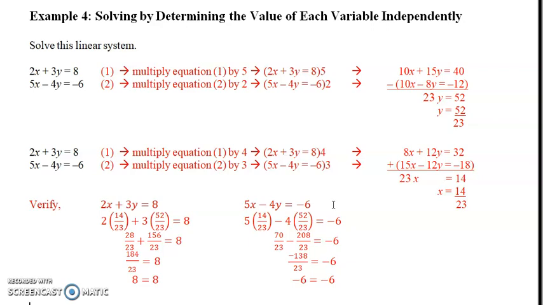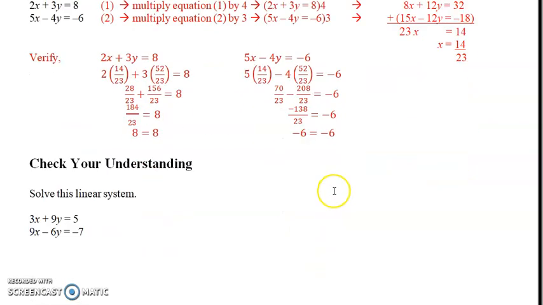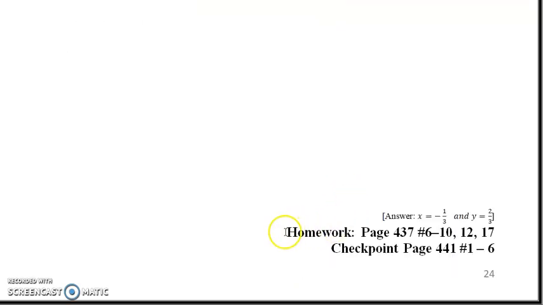All right, and that's it for section 3.5. What we're going to do next is we're going to look at some of the properties of systems of equations. So there's a check your understanding that goes with that. You guys can do the same, and then there's the answer, obviously, and then there's some homework that goes along, page 437, numbers 6 through 10, 12, and 17, and then there's a checkpoint there you can look at on page 441. 1 through 6, and that summarizes everything from the last couple of sections. Okay?